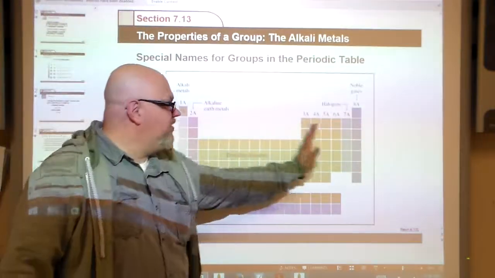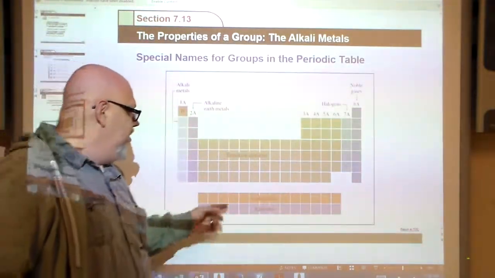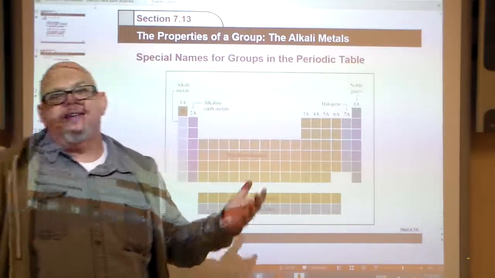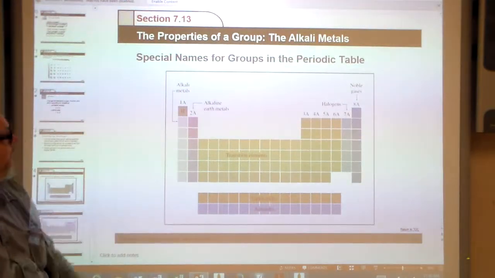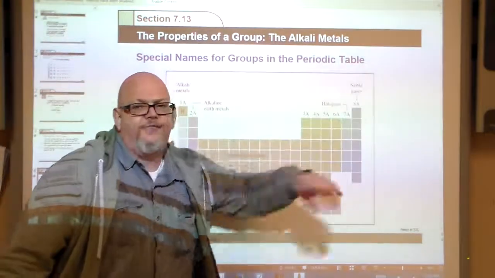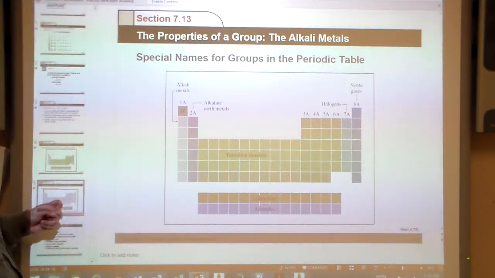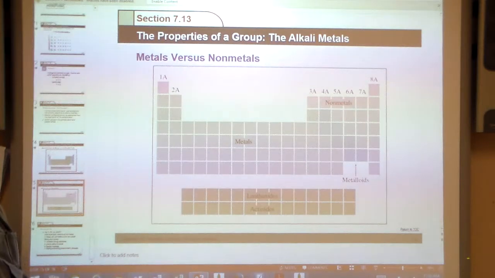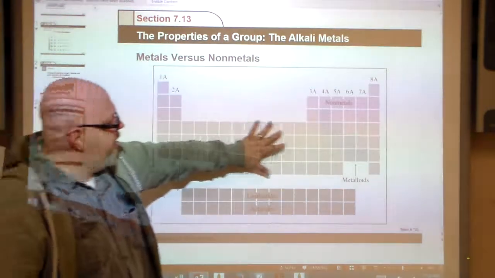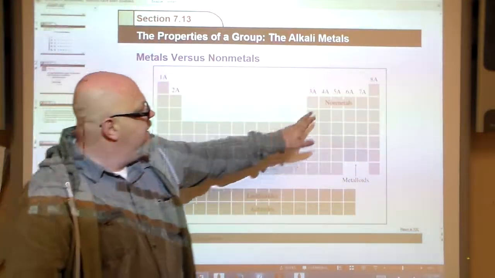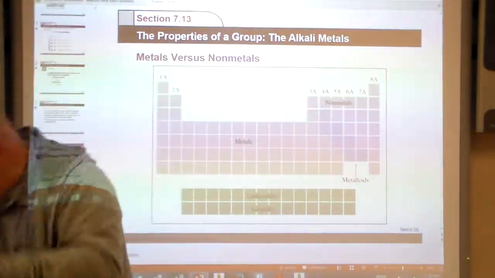Now you should know about transition elements as well. Lanthanides and actinides, I wouldn't place as important. I'd rather have you guys know these five. That's a far more important thing to do. Metals versus non-metals, in case you notice here, a lot of the elements are metals. And then you have non-metals.